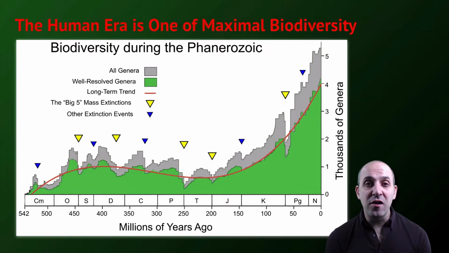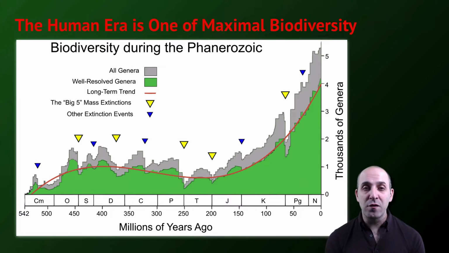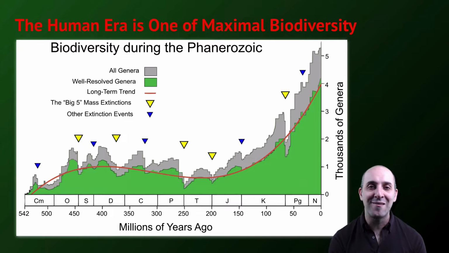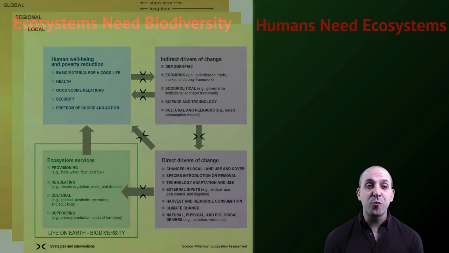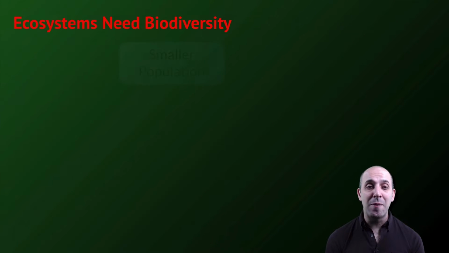Let's start with some good news. The human era is one of maximal biodiversity on the planet. In the entire history of the planet, biodiversity has never been as high as it is right now, during the ascendancy of the human population. Humans need the ecosystems that this biodiversity provides. They provide us with ecosystem services and the various other things that we need in order to remain alive and functional in the world.